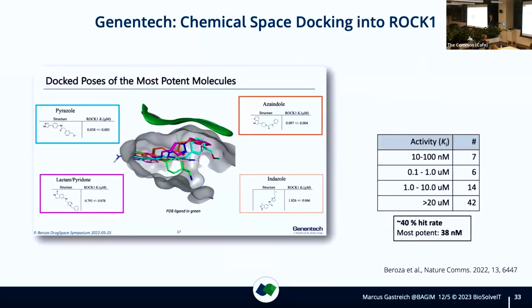So first exercise, admittedly a low-hanging fruit. We started out with the kinase with Genentech. We did this, and we were blown away by the hit rate. Yeah, that was a tremendous success. Paul Barosa first reported on this at the Drug Space Symposium, but it's also by now published in Nature Communications. They sent these to testing, and they had a 40% hit rate. That was really cool. That was really good.